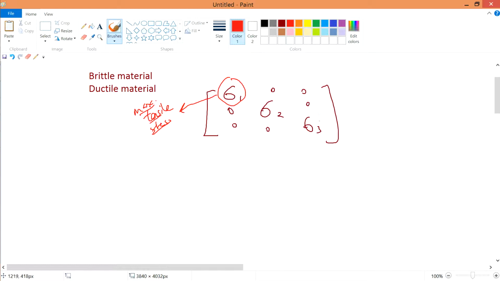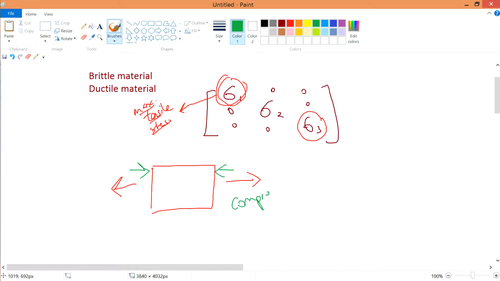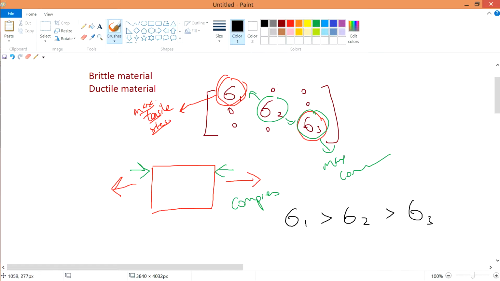In terms of visualization, sigma 1, the tensile stress, is a stretching phenomenon. On the other hand, if we have pressing, then we're talking about compressive, and therefore sigma 3 is the maximum compressive stress. Sigma 2 is simply between them, and we can write the inequality sigma 1 greater than sigma 2 greater than sigma 3.